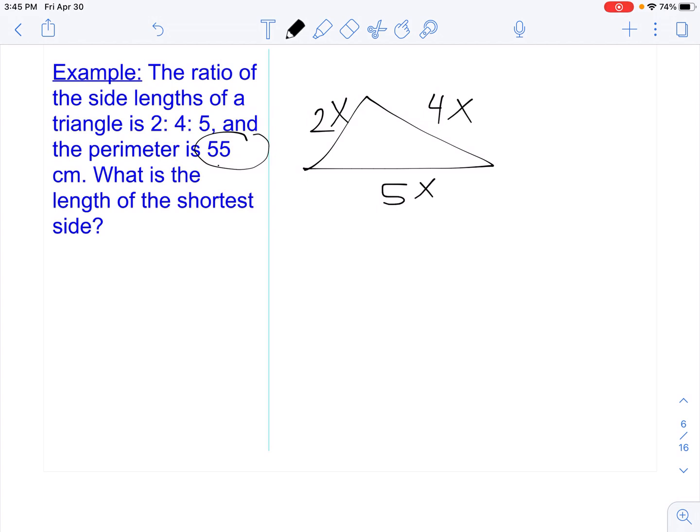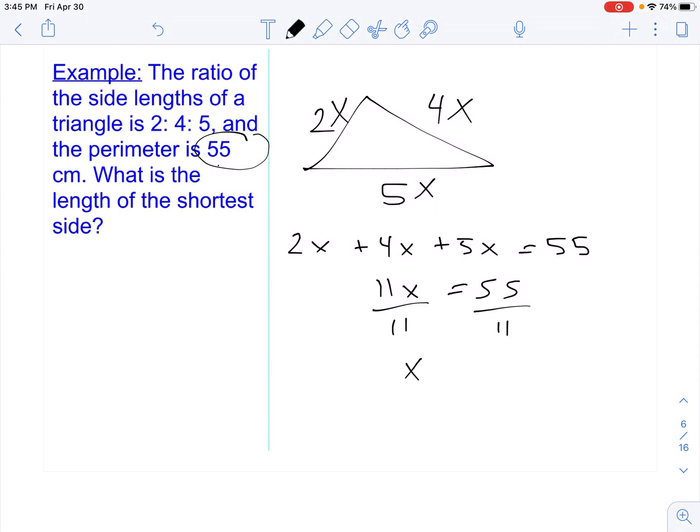So we can think of it as 2x plus 4x plus 5x equals 55. And so we said we had 11 x's, and that means x, our multiplier, is 5. So the shortest side would be this side with 2x, and the shortest side length would be 2 times 5, which is 10 centimeters.